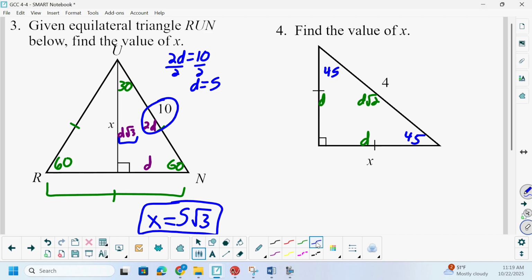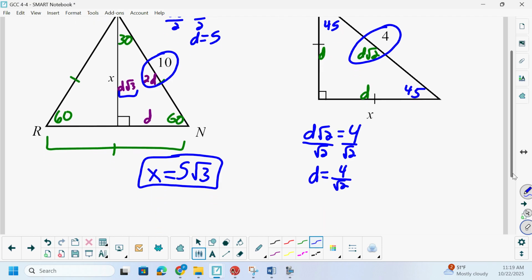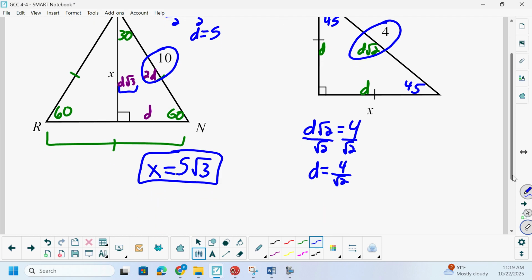Step 2, find the side that has a number, and we'll set up an equation. So d square root of 2 equals 4. We want to get d by itself. So opposite operation of multiplying is dividing. This will give us d equals 4 over square root of 2. We want to rationalize our denominator, so we'll multiply top and bottom by square root of 2. This will give us that d is 4 square root of 2 over 2.